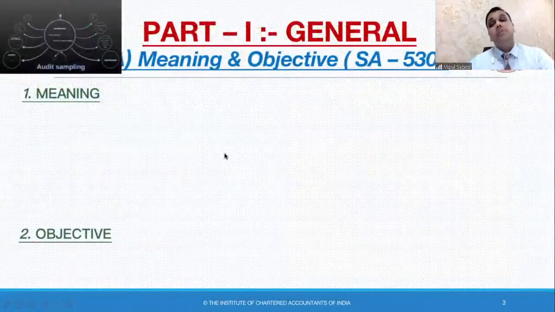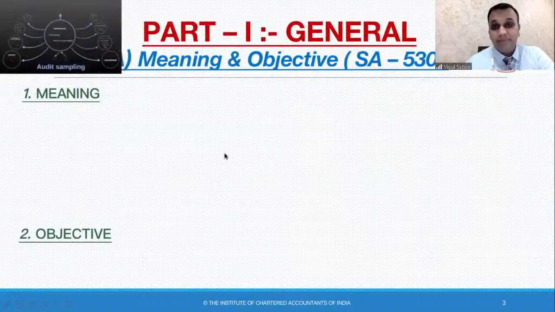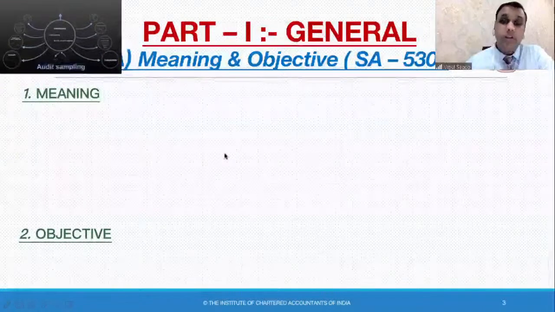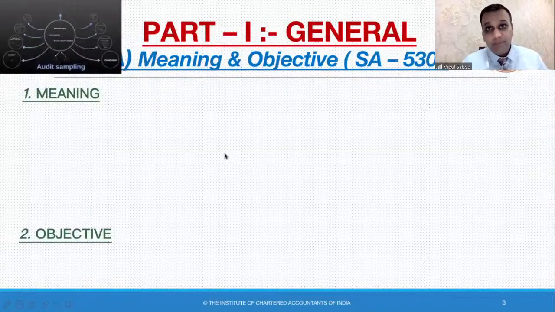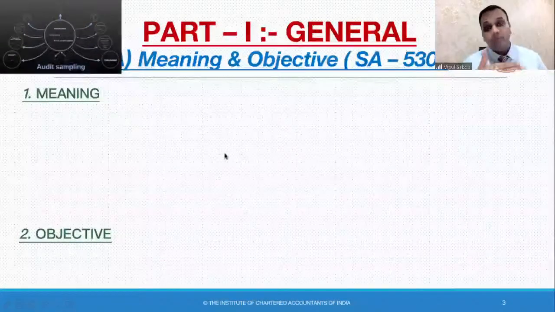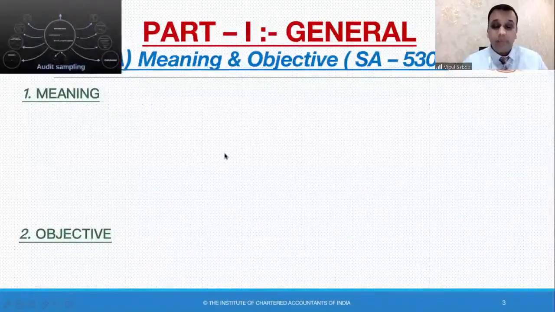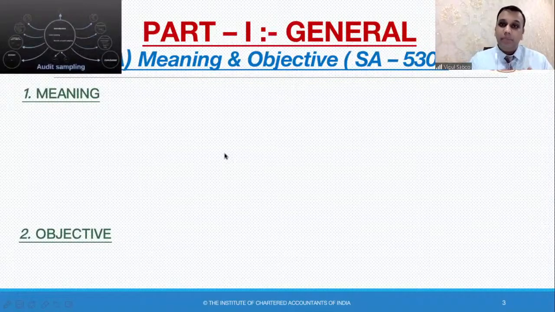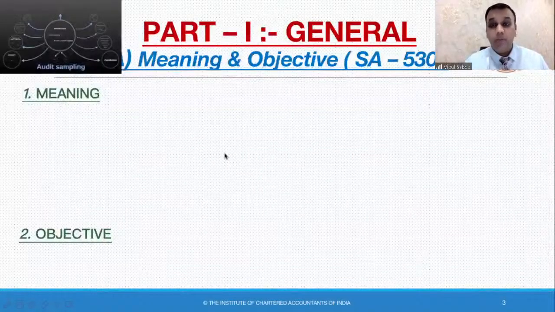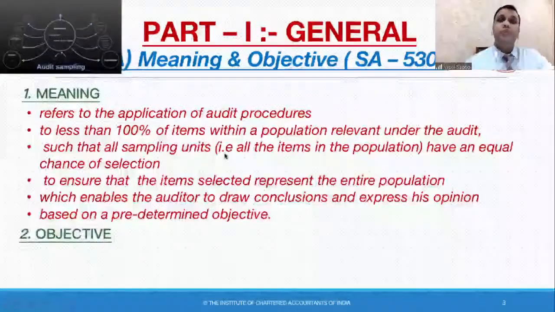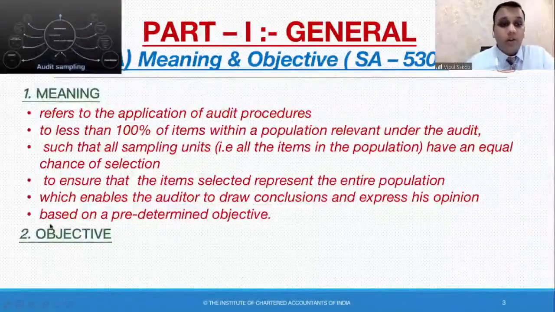Meaning and objective of audit sampling. Let us first cover what does it mean. So the meaning, the objective, the scope we are covering over here. This is as per Standard on Auditing. You'll find references to your standard in this chapter wherever we have that coverage. So the whole chapter and SA 530, you'll be covering the whole SA 530 within this chapter. Okay, so no need to worry about that. So let us proceed with the meaning of audit sampling.